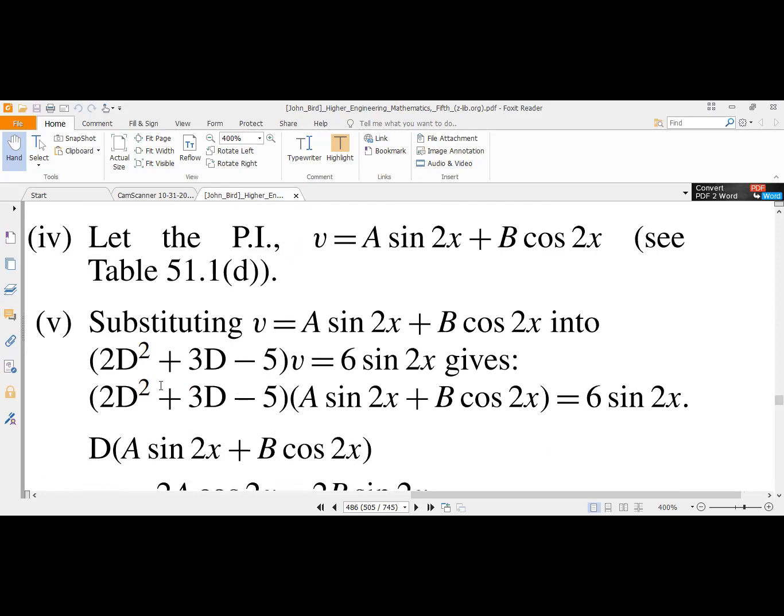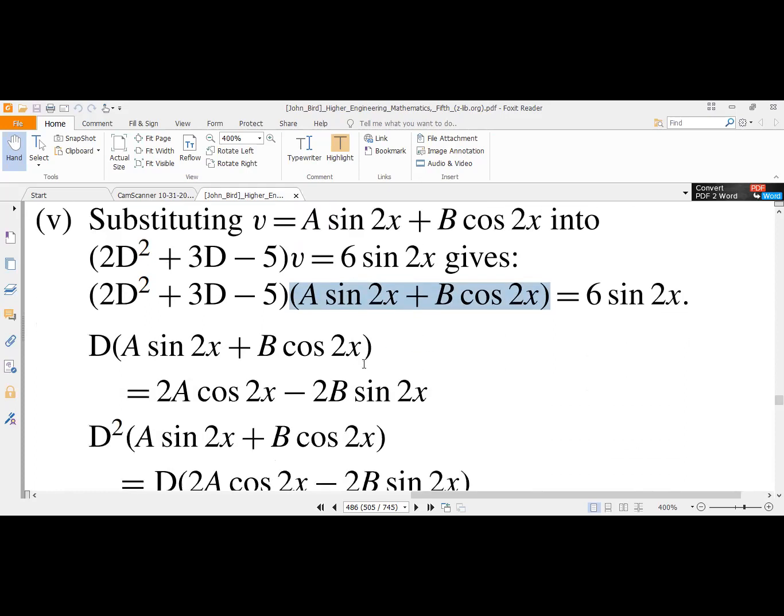You know that this is the operator. Look at it now. We're having it to be 2D squared plus 3D minus 5, then into bracket my y. So I will now change my y to the assumed solution. Look at it now. Can you see it here? Yes, sir. So, multiplying by this, the next thing is that I will expand. If I expand, 2D squared, we take this. 3D, we take this one. Then minus 5, we take this one. Are we together now? Yes, sir.